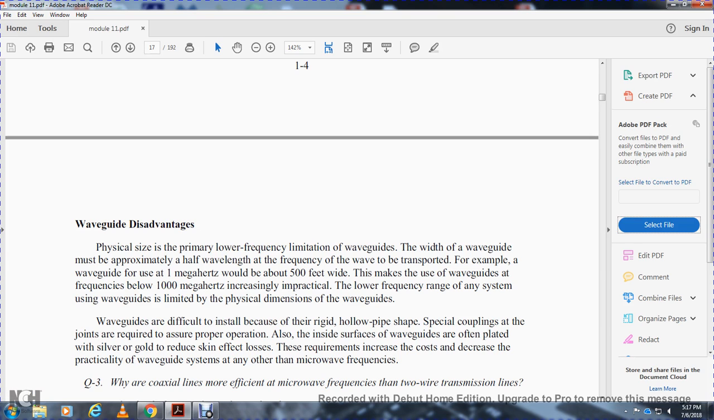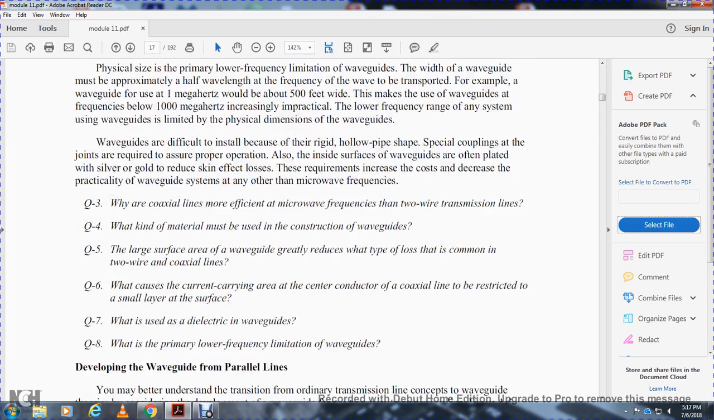Waveguides are typically installed as rigid hollow pipes, and special couplings at the joints are required to ensure proper operation. Also, the insides of the waveguides are often plated with silver or gold to reduce skin effect loss. These requirements increase the cost and decrease the practicality of waveguide systems at any other than microwave frequencies.